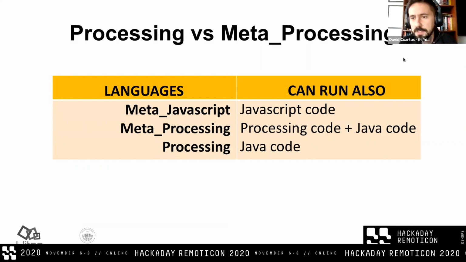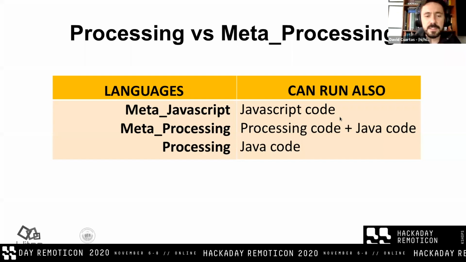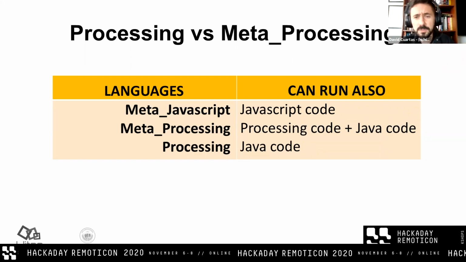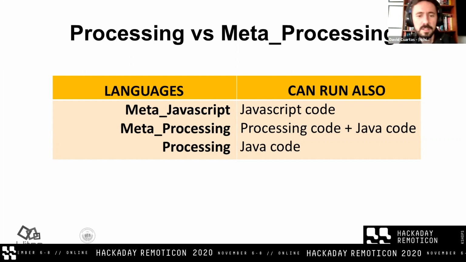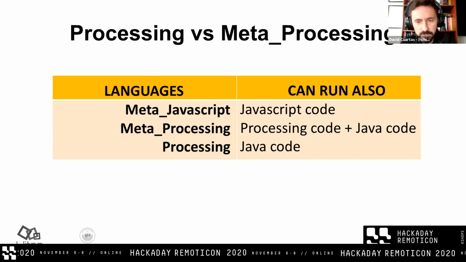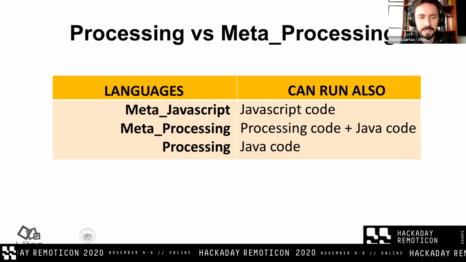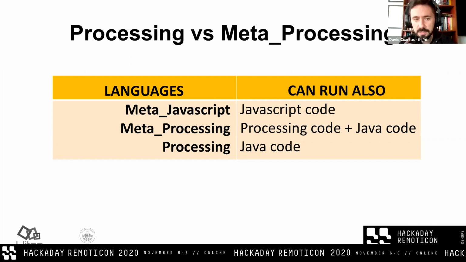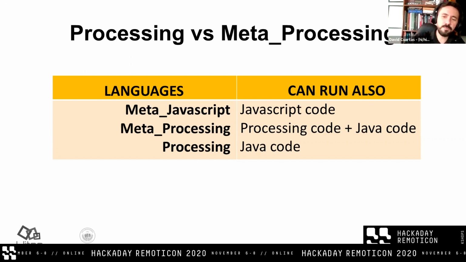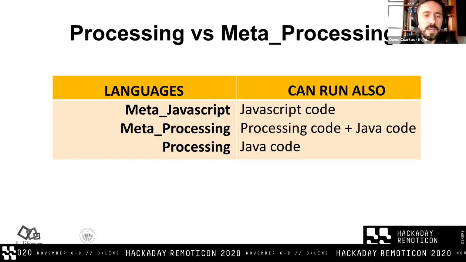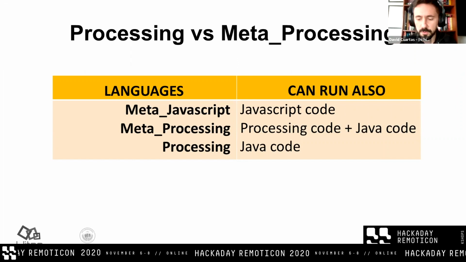There are other things that I want to share with you. In Processing you can use Java code, so you can use the Processing language or Java code in the Processing environment. And in Meta Processing, you can use Processing code, Java code, and Meta Processing code. So it gives you a lot of options. When something is not created in Meta Processing, you can use code in Processing or in Java. In the same way, for Meta JavaScript, you can use JavaScript to increase the options for your program.